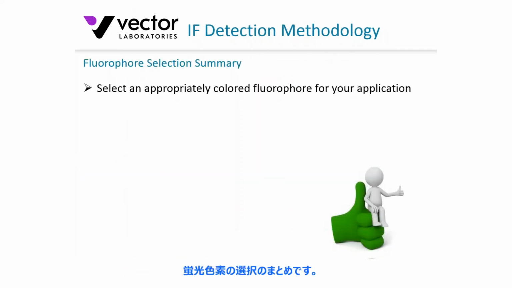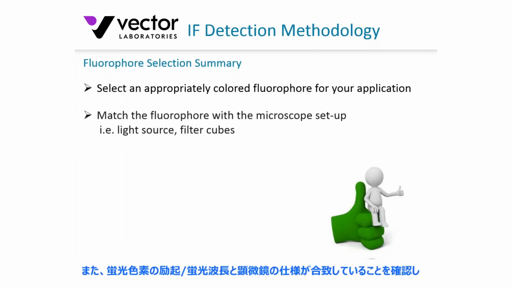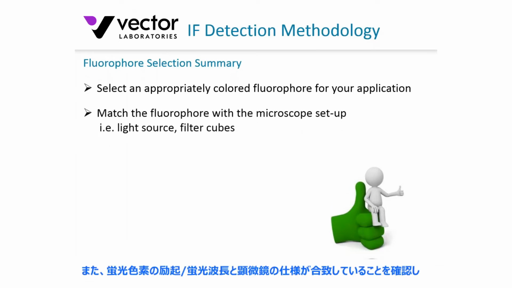So fluorophore selection summary, make sure you do select one that's an appropriately colored fluorophore for your application. Certainly if you do have a green fluorescent protein being expressed in your tissue, you wouldn't use a fluorescein or another green fluorophore, you'd go with a red one. As we did show in the graph there with the curves, match the fluorophore with the microscope setup. That's very important to get maximum absorption and emission. Make sure you match it with light source and of course utilize those filter cubes.